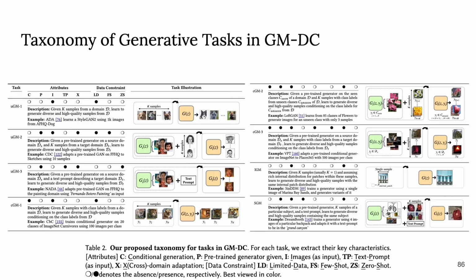We have conditional or unconditional image generation as first attribute. We have the usage of pre-trained generator network as another one. Either images are used as input or not is the third one. Whether the text prompt is available is the fourth attribute. And finally, is there any cross-domain adaptation or not is the fifth one. Also, for each of these tasks, we have mentioned which data constraints they are compatible with. Limited data, few shots, and zero shot.